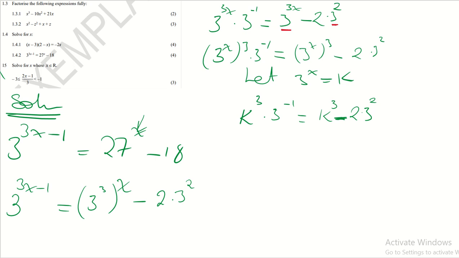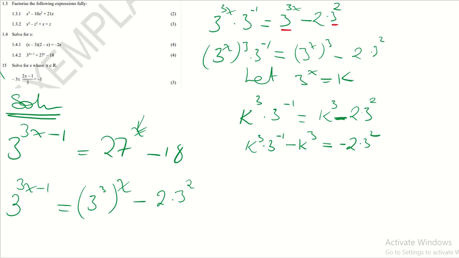So I want to take out this a to the power 3 to this side. I want to say a to the power 3 times 3 to the negative 1 minus a to the power 3 is equal to negative 2 times 3 squared.